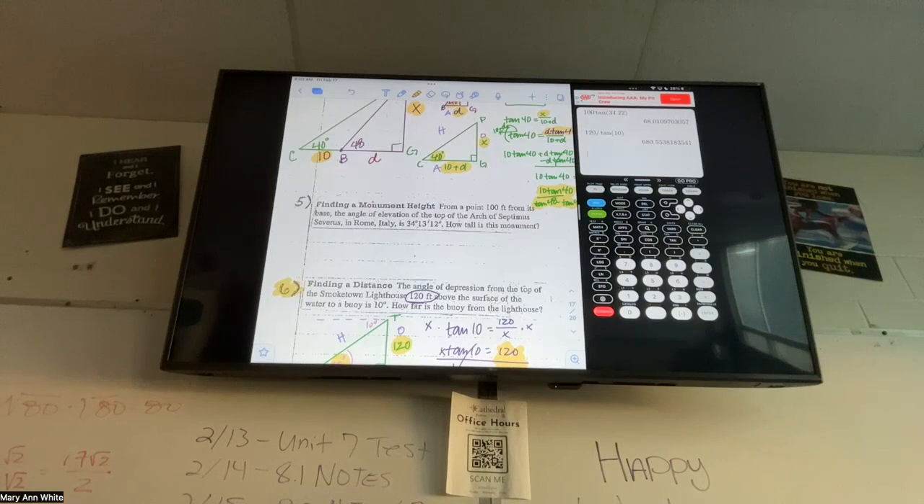So this problem, it doesn't really matter what it is, but I thought it was kind of fun that we've seen it. It says from a point 100 feet from its base, the angle of elevation to the top of the Arch of Septimus Severus in Rome, Italy is 34 degrees, 13 minutes and 12 seconds. How tall is this monument? The only hard part about this is I need to make sure that I get this degrees, minutes, seconds into just decimal degrees. So you need to take your minutes and make them a decimal. You need to take your seconds and make them decimal. So I'm going to start by doing that.